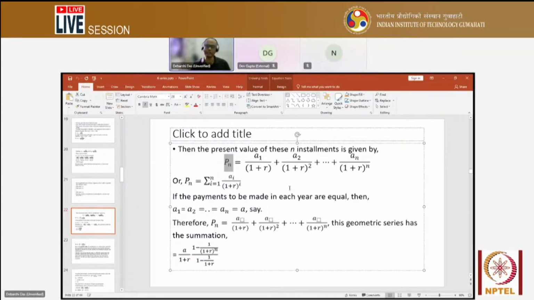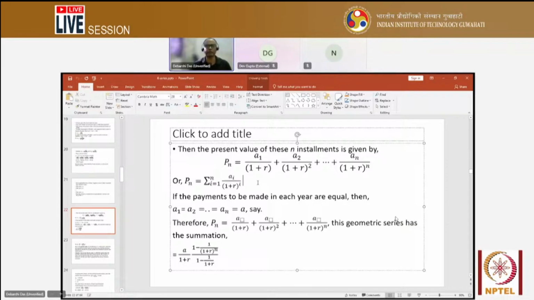But A1 is not the only income. You are going to get A2 also after 2 periods. And by a similar logic, you have to divide A2 by 1 plus r whole square, right? By exactly the same logic. And this way, for the entire stream, the PDV is given by this, as you see on the screen. And so you can sum it up and write it in a concise manner. So this is given by summation i goes from 1 to n of Ai divided by 1 plus r to the power i. Right. So this is the general formula.